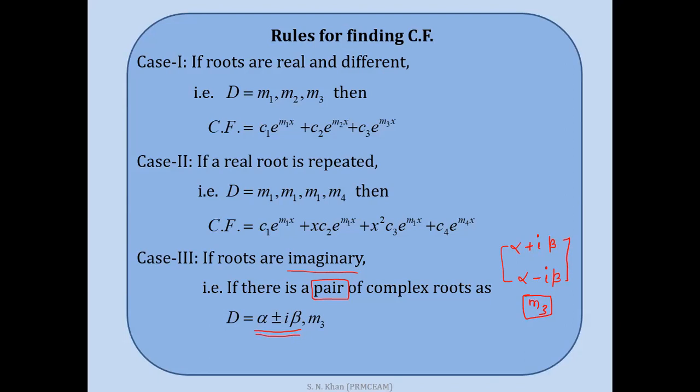Now the formula changes here. For real roots the formula was the same: exponential C1 into the exponential term, C2 into the exponential term, C3 into the exponential term. For a complex pair, the formula changes. For a complex pair, CF is given by CF equal to e to the power alpha x in bracket C1 cos beta x plus C2 sin beta x. This is the formula for writing CF of a complex pair.